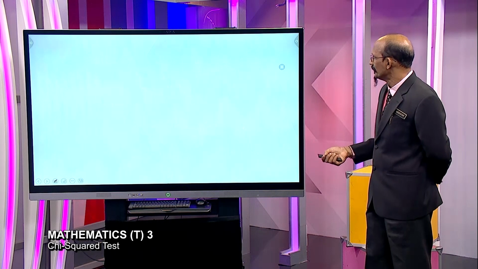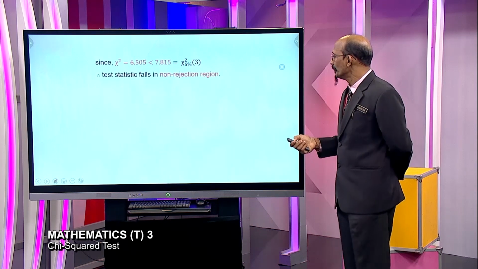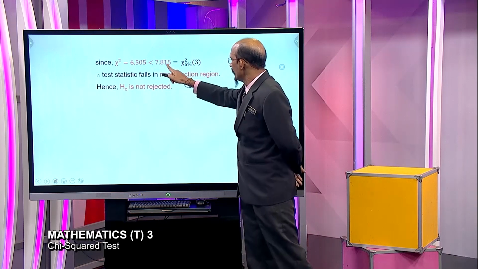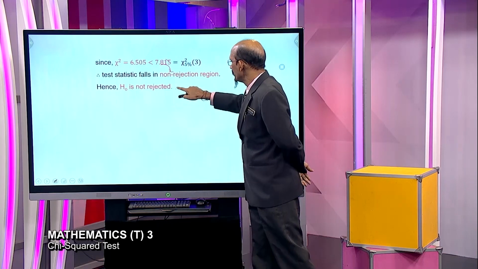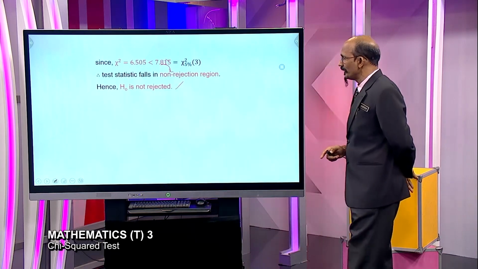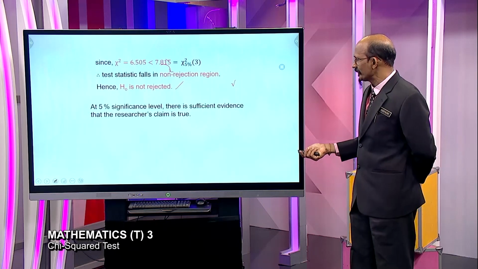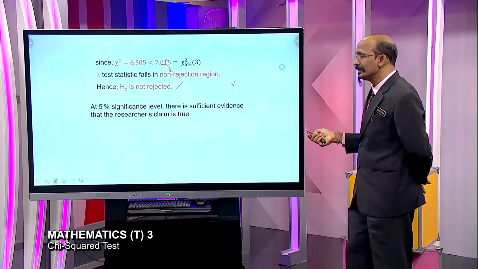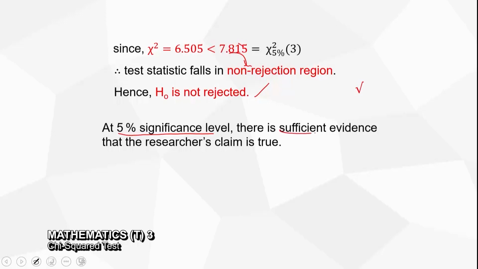For our decision, as I mentioned earlier, we use the 3-layer statement. This is my value and this is my critical value. I do the comparison, and this is my decision: H0 is not rejected. So if H0 is not rejected, at 5% significance level, there is, keyword must have, so the researcher's claim is true. Because we are not rejecting H0, that means the researcher's claim is true.